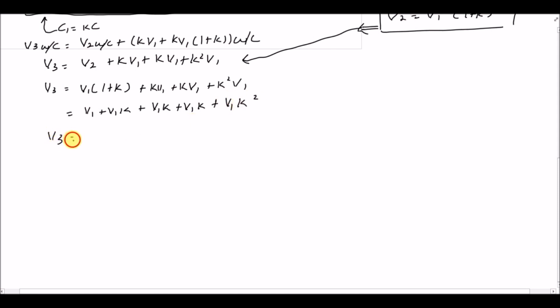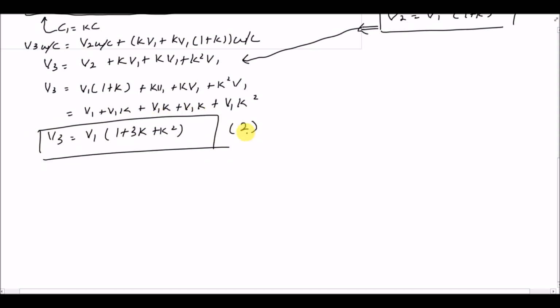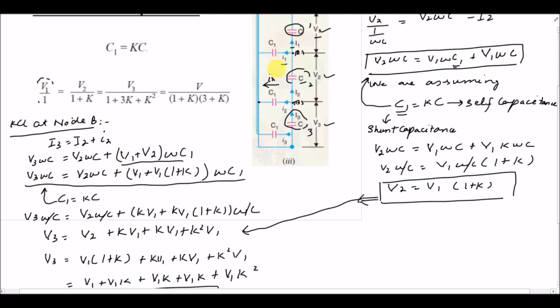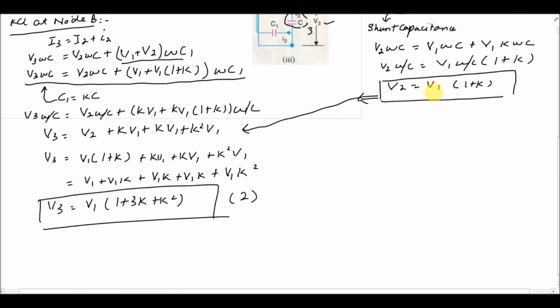So the final equation will be V3 is equal to V1 into (1 plus 3K plus K square). So this is your second equation. What we have done is found two voltage values, V2 and V3, in terms of voltage V1. Both V2 and V3 are related to V1, which is across the insulator closest to the grounded tower, by a constant K, which is a relationship between the shunt capacitance and the self capacitance.